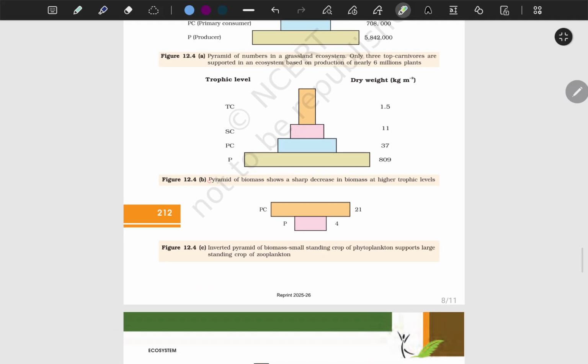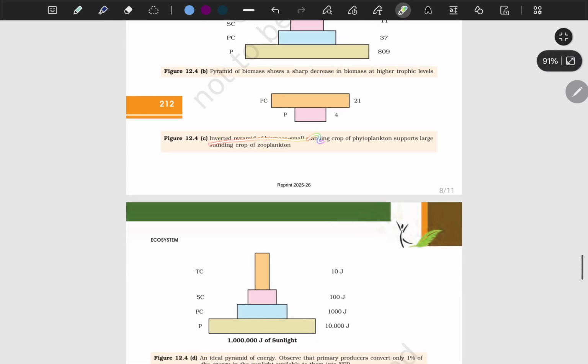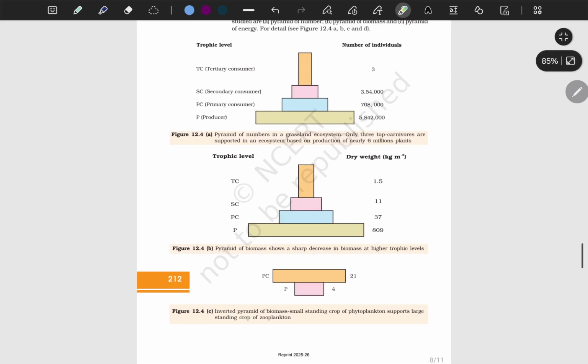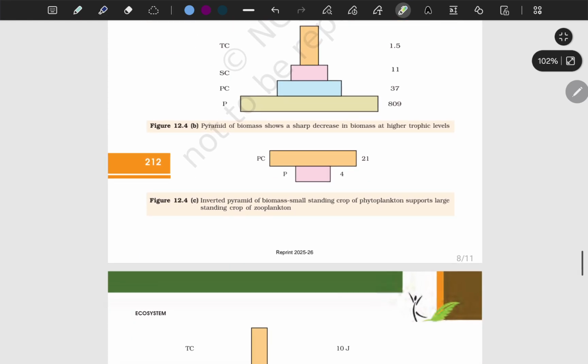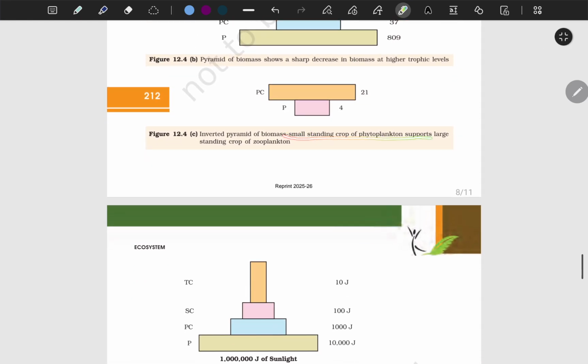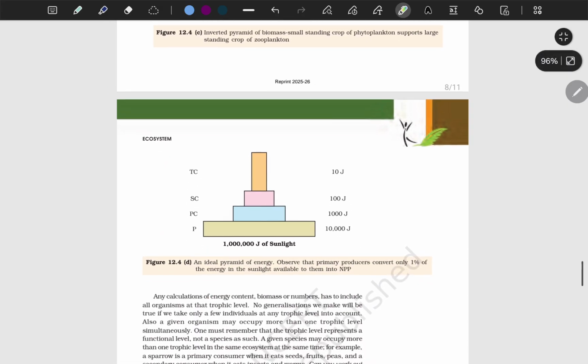Let's talk about the pyramid of biomass. It shows a sharp decrease in biomass at higher trophic levels. As you can see from the values, the biomass is decreasing at higher trophic levels. There is also an inverted pyramid of biomass in pond ecosystems. Here a small standing crop of phytoplankton supports a large standing crop of zooplankton. A small biomass of phytoplankton supports a larger biomass of primary consumers, the second trophic level, known as the zooplankton.